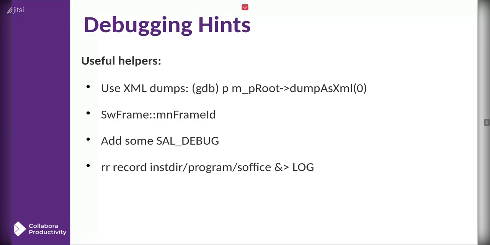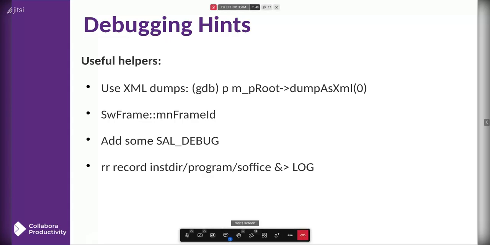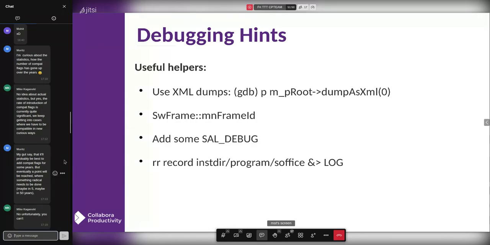Then, yeah, the SwFrame base class has a frame ID member. This is basically a counter. For every frame that is created, it increments the counter. And this is of course also dumped in the XML file. You can use this to compare the different XML dumps very easily. You can find things easily with that.